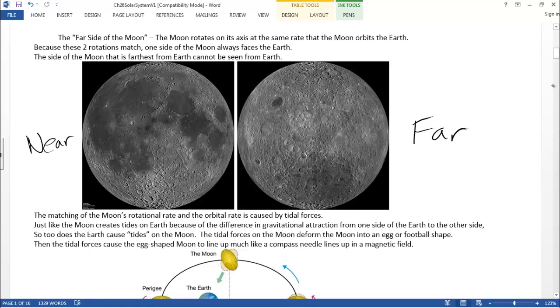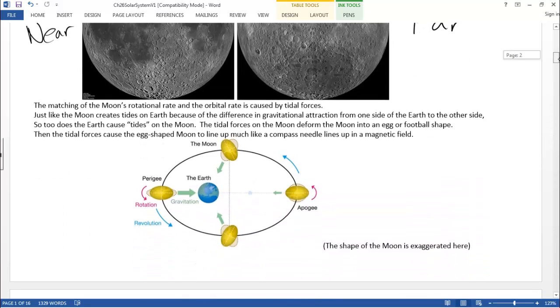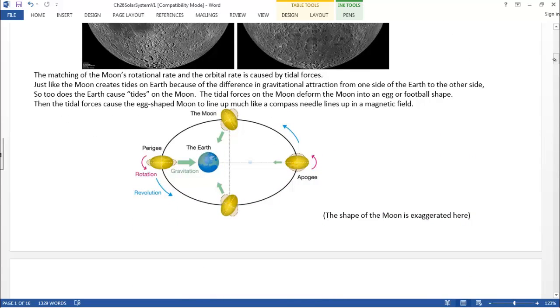So how come? Is it just coincidence that the moon spins at the same rate it goes around the Earth? And the answer is no, it's not coincidence. So if you think about the moon as slightly egg-shaped, this picture is really exaggerating the shape of the moon. It's not this oblong blob. It's more spherical. It's slightly egg-shaped.